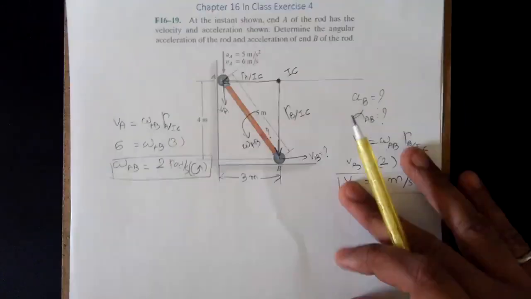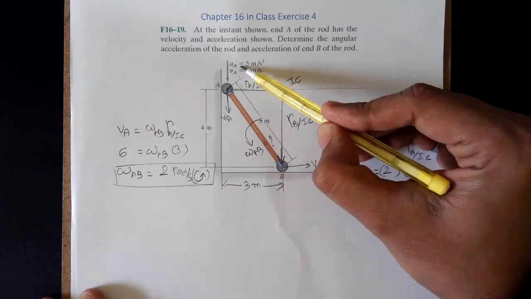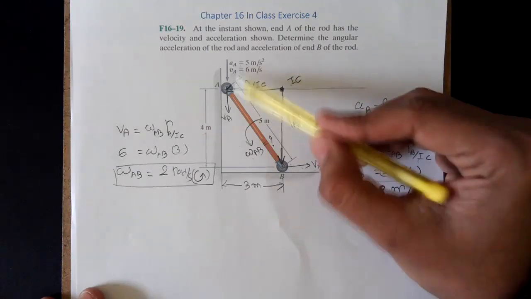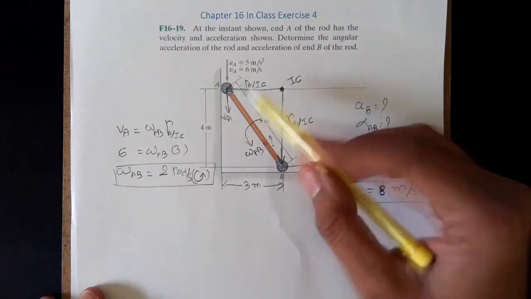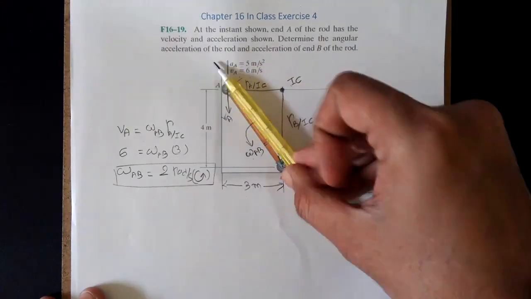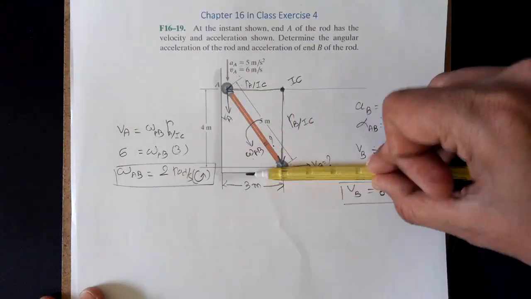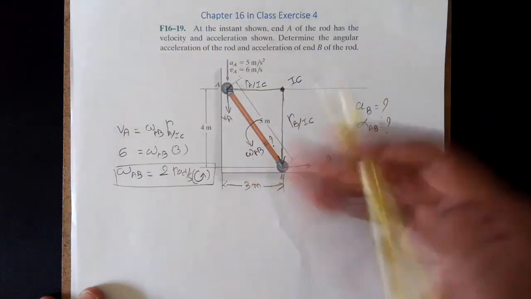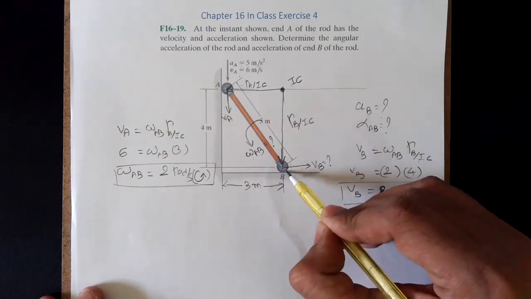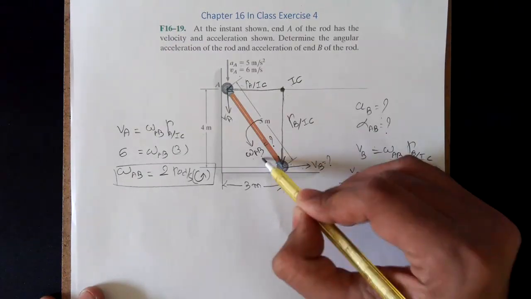So this rod is subjected to velocity and acceleration values as shown in the figure here, which are both downward. And as a result of this velocity and acceleration, the rod AB is in general plane motion because it rotates and translates in this way. So we need to calculate the acceleration of B end of the rod and the angular acceleration of the rod as well.